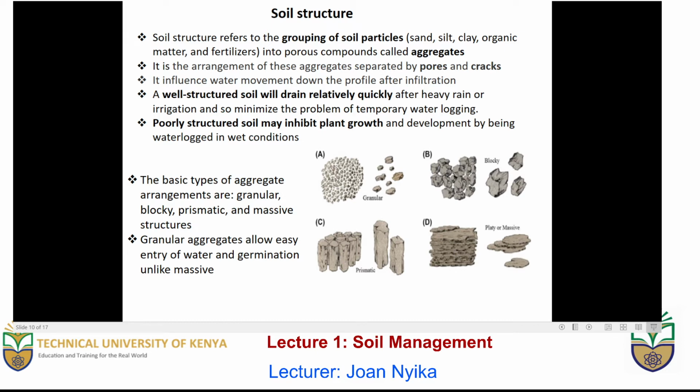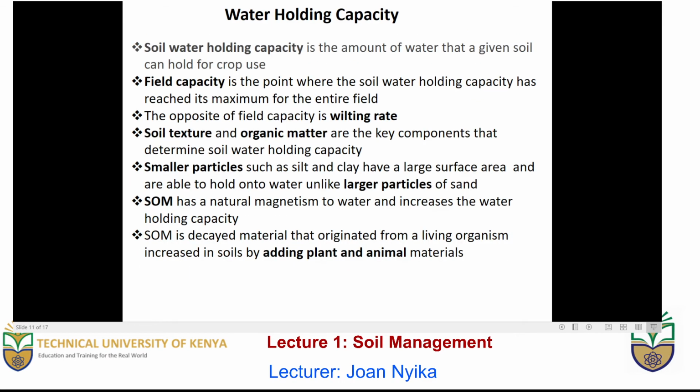The granular soil structure allows a lot of water to go through and therefore is good in terms of germination and plant growth. While the other three, the blocky, prismatic, and massive structures, are not so good in allowing water to go through. For instance, when you look at the massive, the water only goes in one direction. It could be horizontal or vertical. Therefore, the roots do not have access to the water as fast as they would require. Therefore, plant growth is also inhibited.